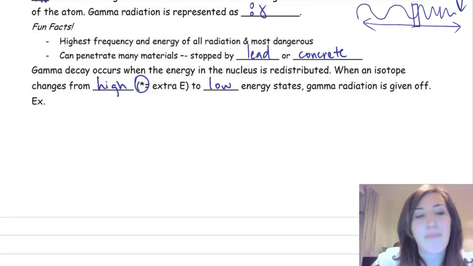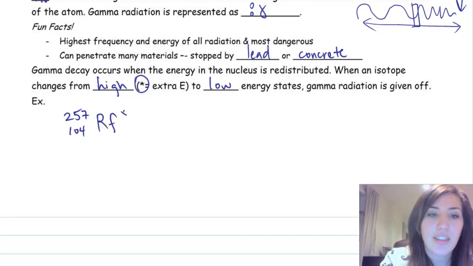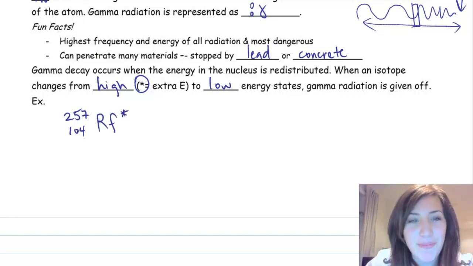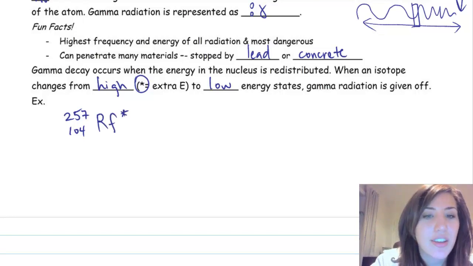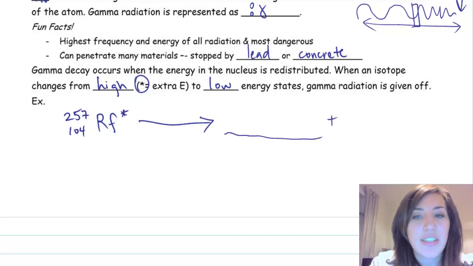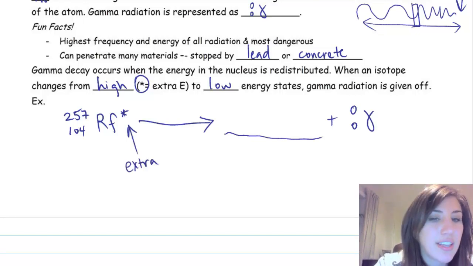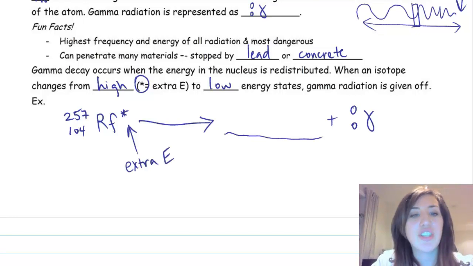So let's look at an example. A good example here would be 257, 104 RF star. This is Rutherfordium, and this is going to undergo gamma decay, and so it's going to go to a lower energy isotope plus a gamma particle. So here again, the star just means that it has extra energy. I just like to write E for energy.